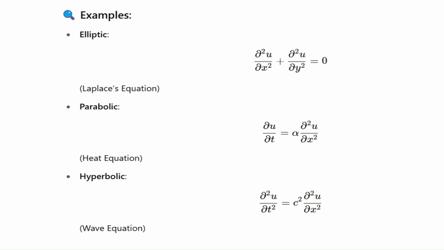Laplace equation is ∂²u/∂x² plus ∂²u/∂y² equals 0. Heat equation is ∂u/∂t equal alpha ∂²u/∂x². Wave equation is ∂²u/∂t² equal c² ∂²u/∂x².